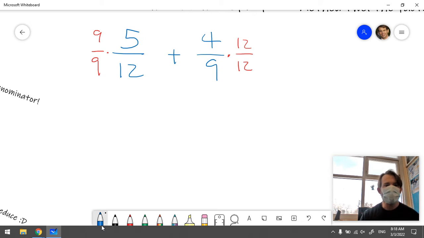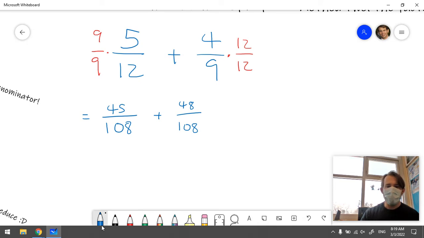So now I've got a multiplying fractions question. The reason I'm allowed to multiply these by 9 over 9 or 12 over 12 is because I'm multiplying them by 1, and multiplying by 1 doesn't change what the thing is. It stays the same. So 9 times 5 is equal to 45 on the top. I just do top times top over bottom times bottom. 9 times 12 is 108. 45 over 108 plus 4 times 12 is 48 over 9 times 12 is 108.